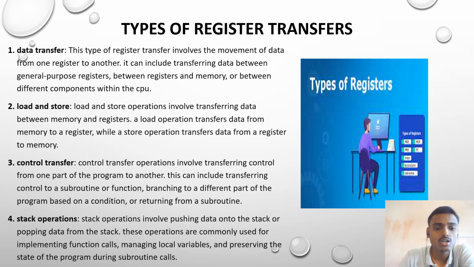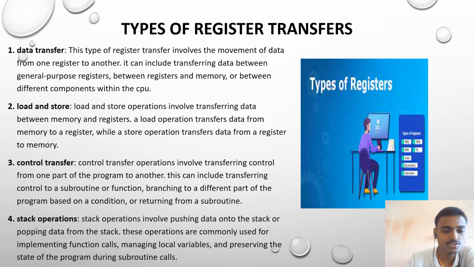Control transfer. Control transfer is the control operation involving transferring the control from one part of the program to another. This includes transferring control to a subroutine or function, branching to a different part of the program based on a condition, or returning from a subroutine. We have to transfer the control of a program to another register which performs the operation.